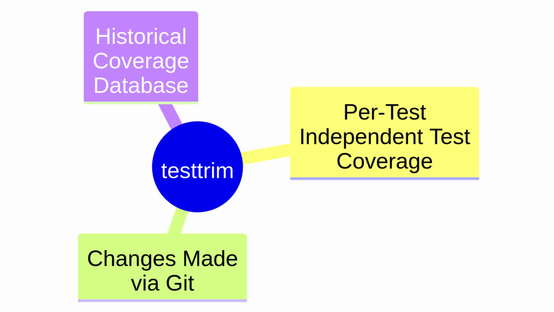And 3 is we identify the last time we ran a test by saving that coverage data into a database. Between all of those pieces, testtrim is able to target what set of tests need to be run for a specific change. Let's run a little bit of a demo with a larger project.